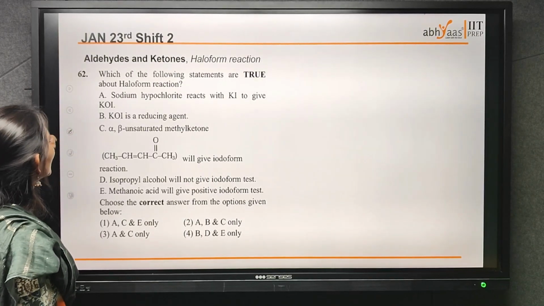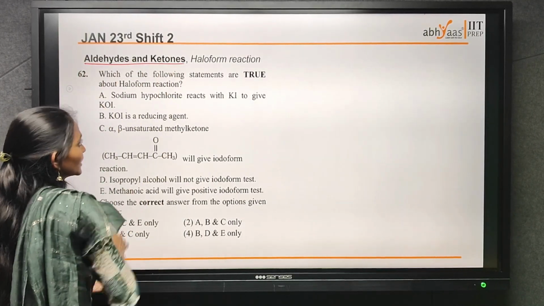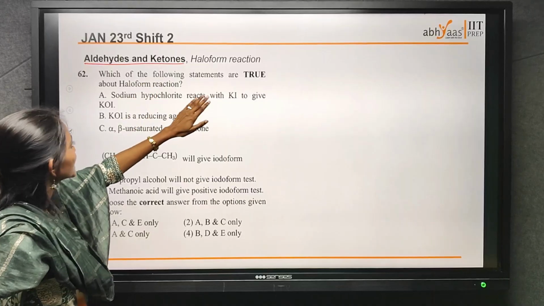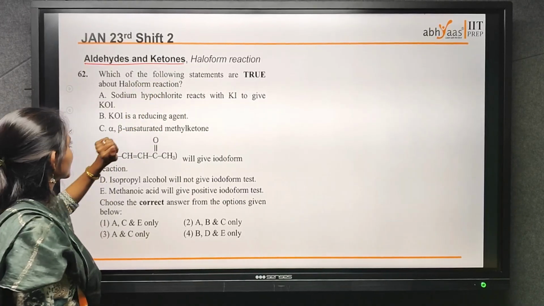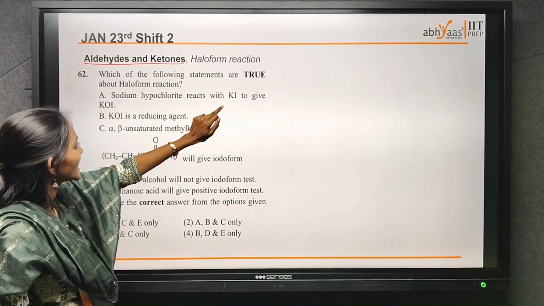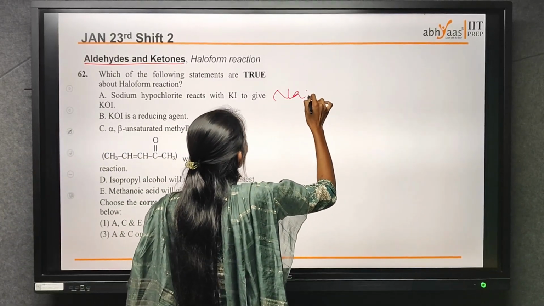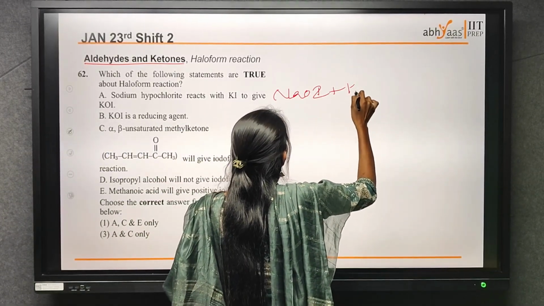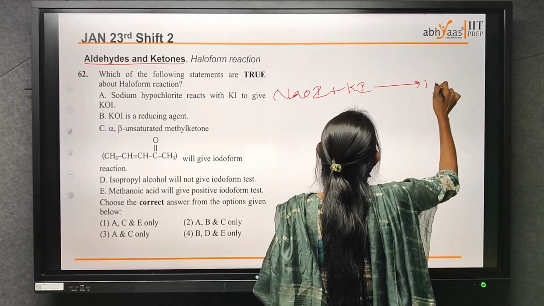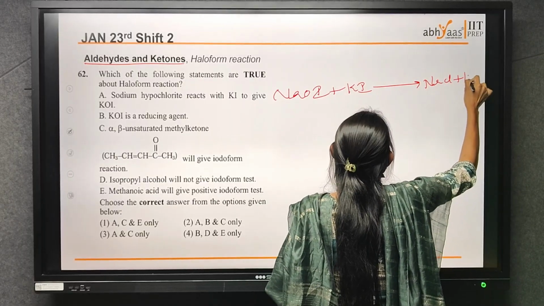Moving on to the next question, they're asking from aldehydes and ketones. Which of the following statements are true about haloform reactions? Sodium hypochlorite reacts with KI to give KOI. Let's see. Sodium hypochlorite is reacting with KI, then you are getting your NaCl plus KOI.